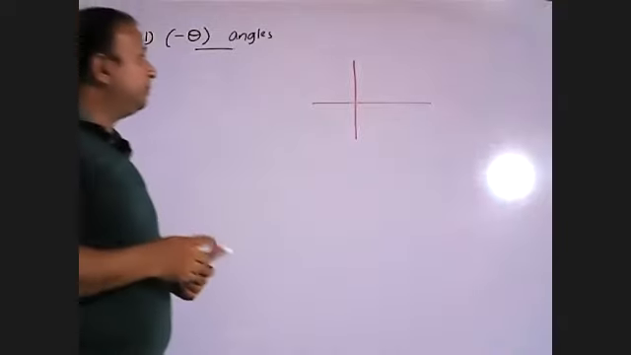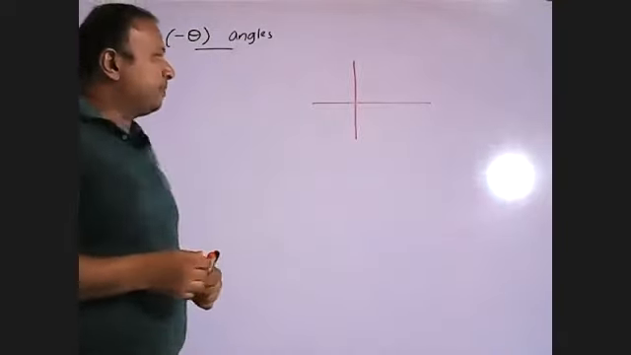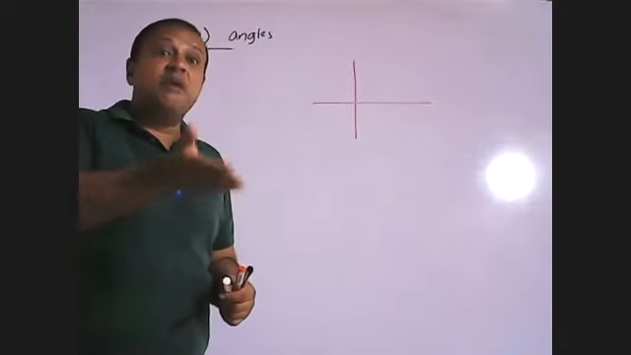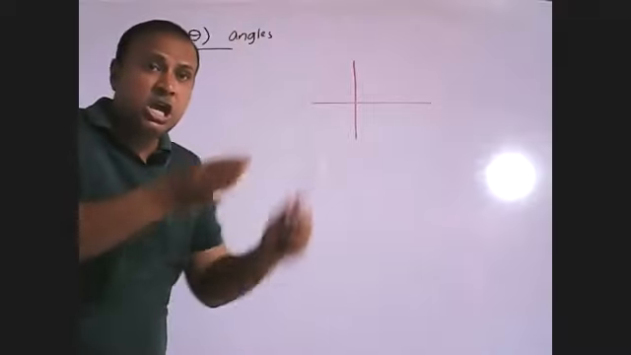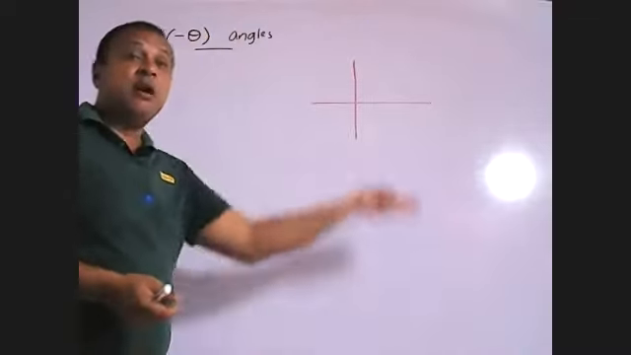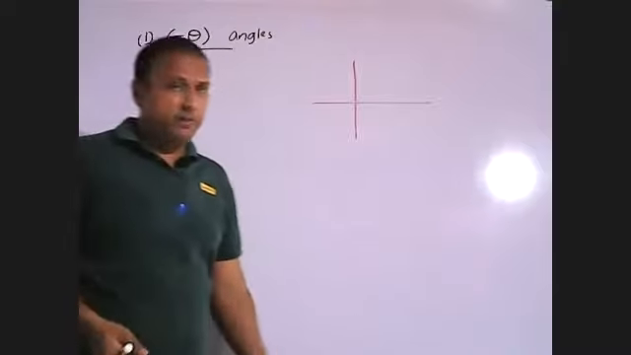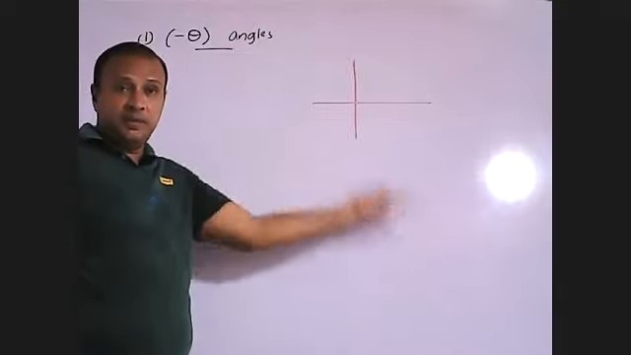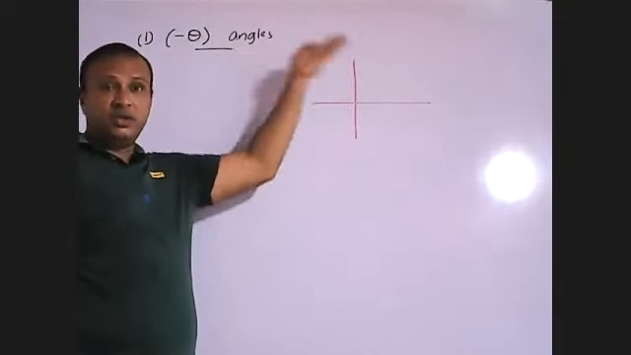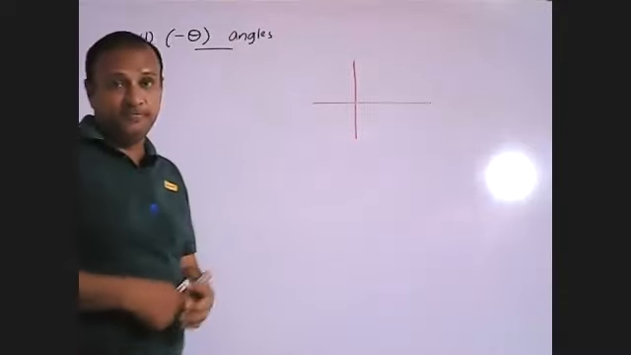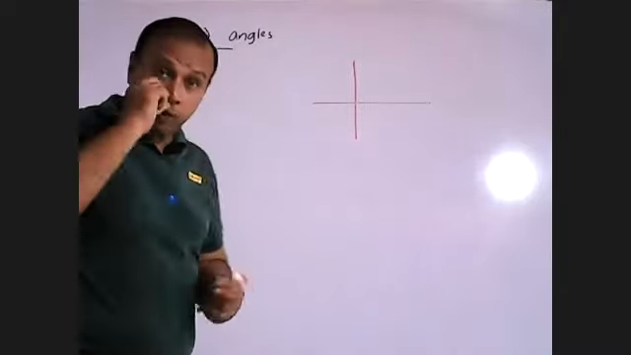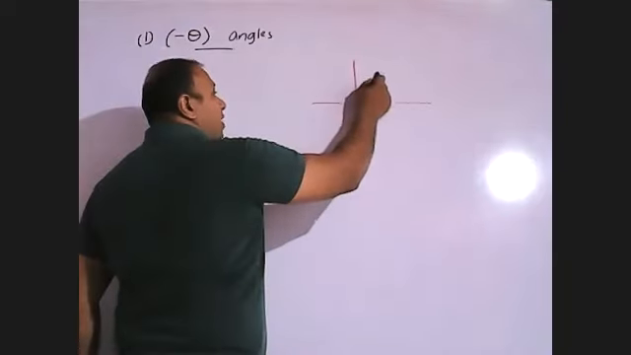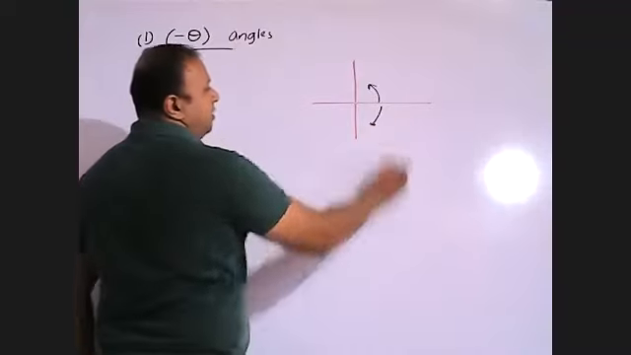Yes, direction of rotation. Okay. We know the definition of angle. Angle is used to measure the amount of rotation. So rotation can be either in this direction or in this direction. That means either in anti-clockwise direction or clockwise direction. So rotation can happen in two ways, either in anti-clockwise or in clockwise directions.